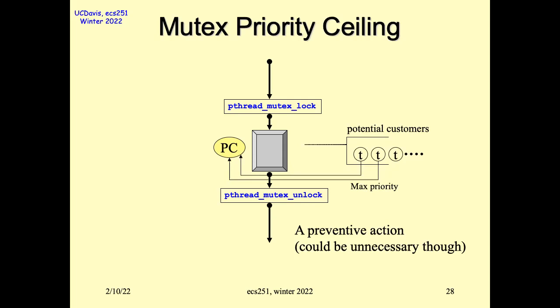Essentially, in my system, there are n different threads that might want to get into this mutex. They might not actually get in, but they might want to. Then the highest priority among all of them is my priority ceiling value. Priority ceiling basically says that it's impossible to have any thread with higher priority than the priority ceiling value wanting to get into this mutual exclusion. Okay, so that's called priority ceiling.